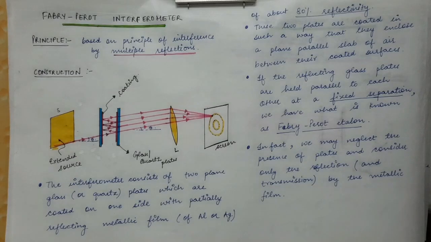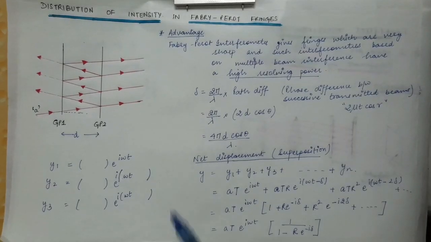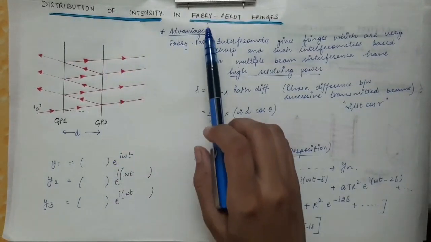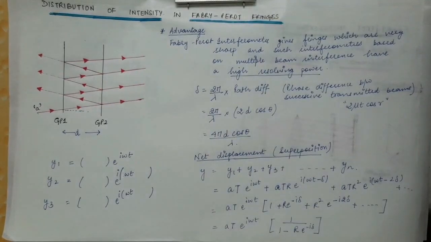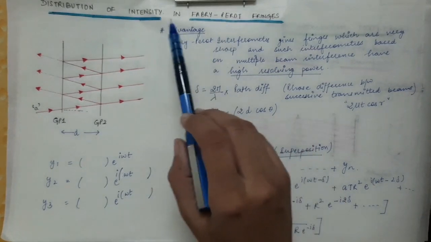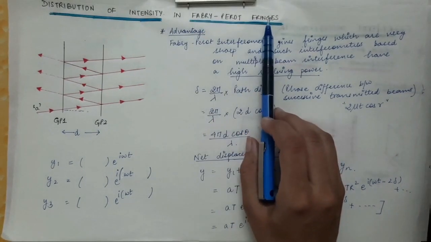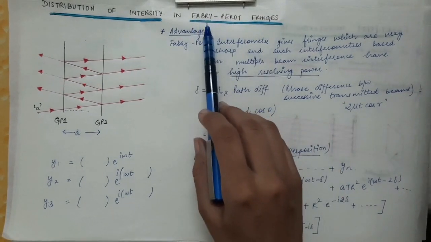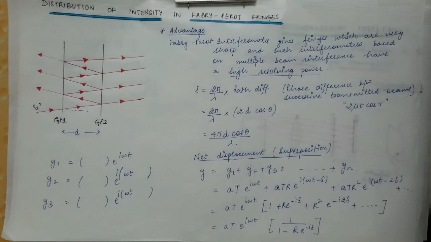Now we will see how the intensity is distributed in Fabry-Perot fringes. The same concept was done in the case of Young's double slit experiment, where we studied the distribution or variation of intensity on the screen. So we will see how the intensity of the fringes varies in the case of the Fabry-Perot interferometer.